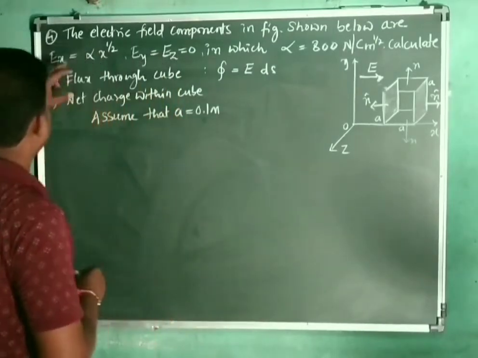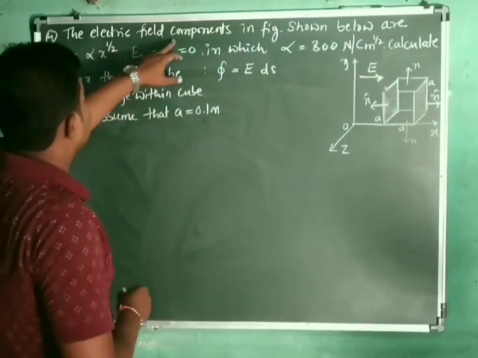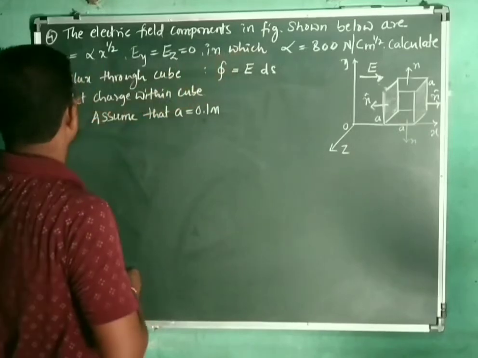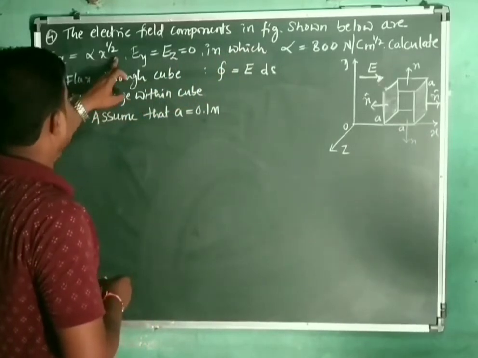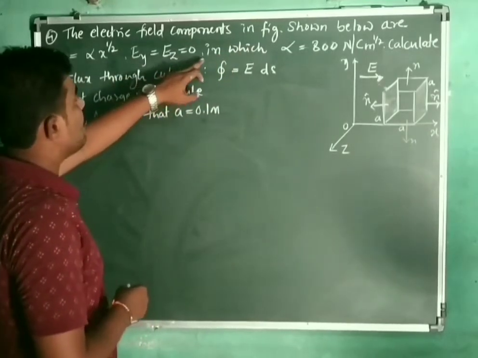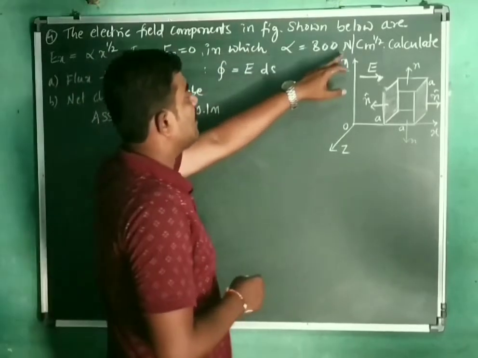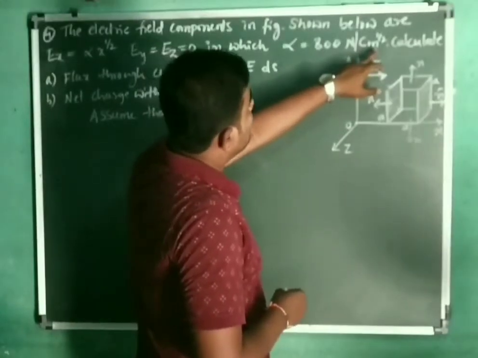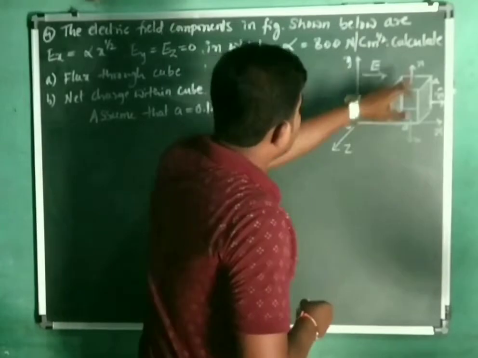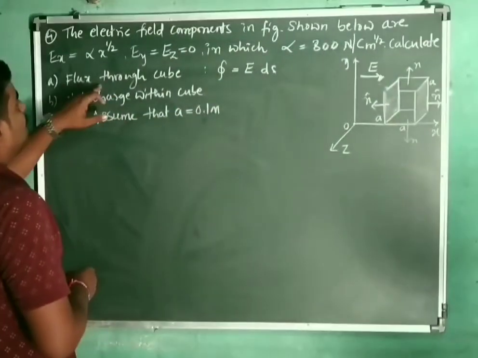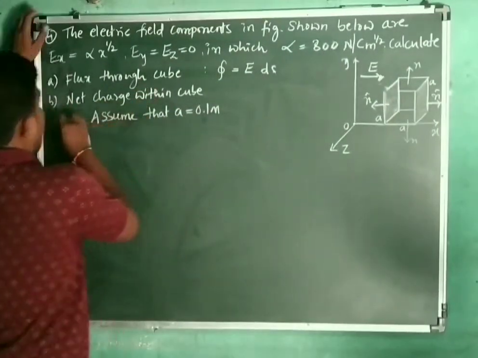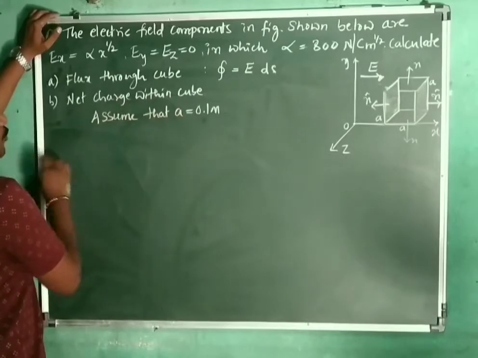Let us have a look. The electric field components in the figure shown below are Ex is equal to alpha x to the power 1 by 2, Ey and Ez are equal to 0, in which alpha is equal to 800 Newton per Coulomb meter to the power 1 by 2. Calculate flux through the cube and net charge within the cube.